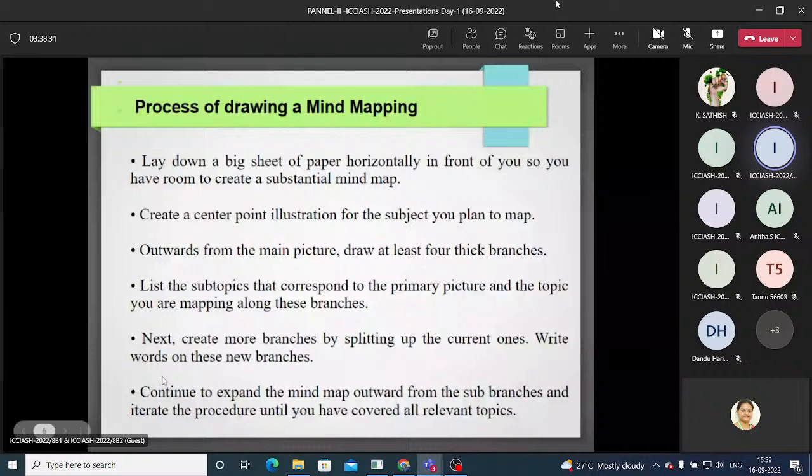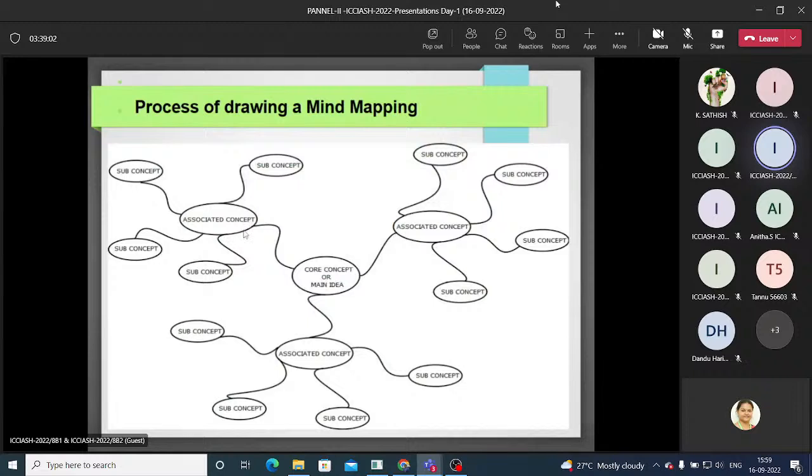So how exactly are we going to draw that mind map? There are certain steps. You need to take one big sheet, and you can paste it horizontally so that the whole mind map can be easily created. Then create the center point, which I have told you is nothing but the core concept or main idea that you want for that particular subject. Then outward from that main picture, draw at least 4 thick branches. So whatever branches are associated with this main concept, you need to draw first.